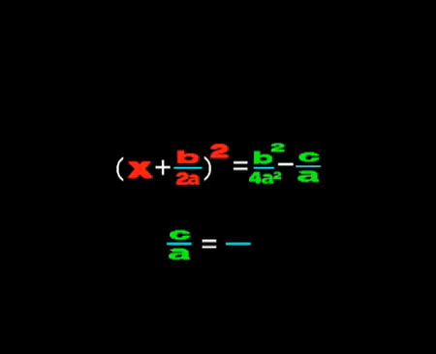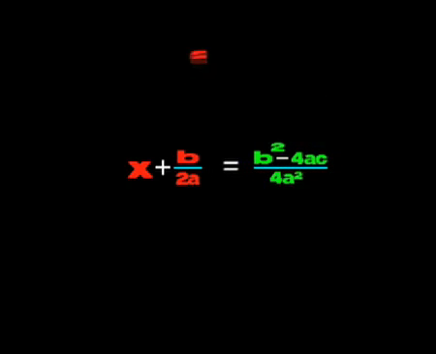C over A is equivalent to 4AC over 4A squared. We replace C over A and put the fractions together. Then I square root both sides, and to get the final answer, I take away B.